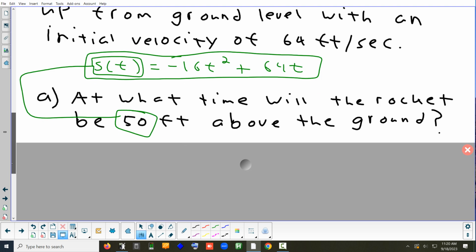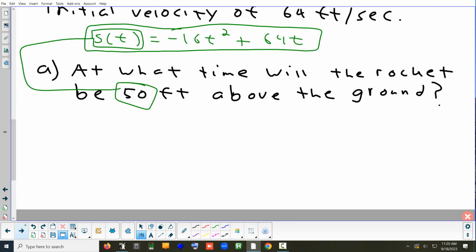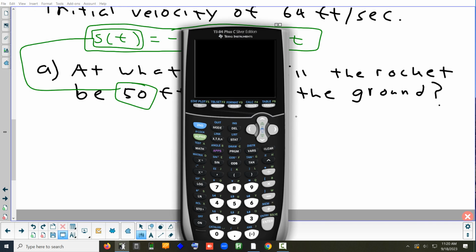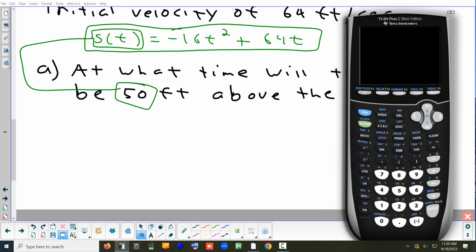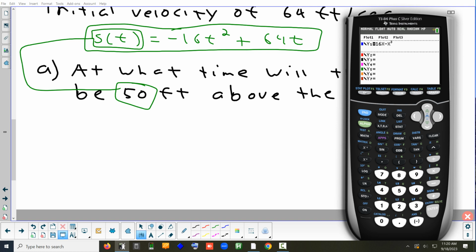But I'm going to show you how to do this one on the calculator, so let's try it a little different, instead of using the quadratic formula. What number would be on the left side? 50. So we're going to put that number by itself on one line. And then on the next line down, we're going to put the other side of the equation. This is what's on the right side. Negative 16. Remember, you have to use x as your variable, not t.